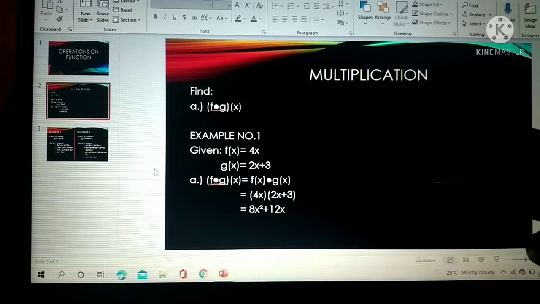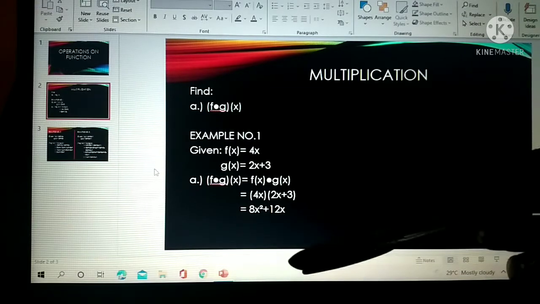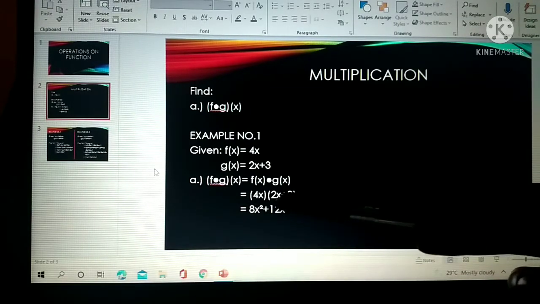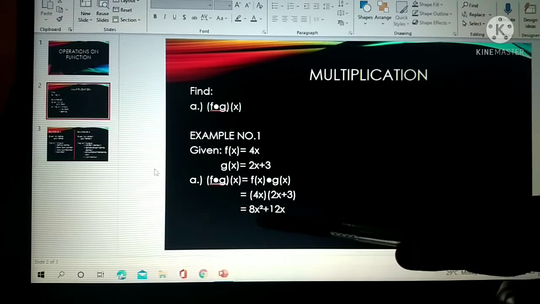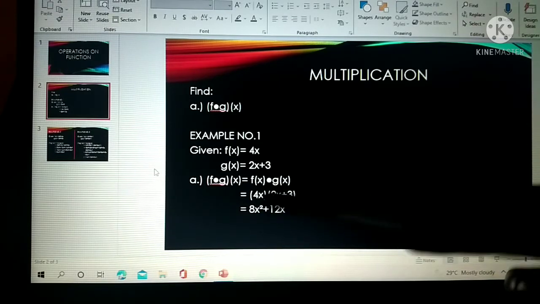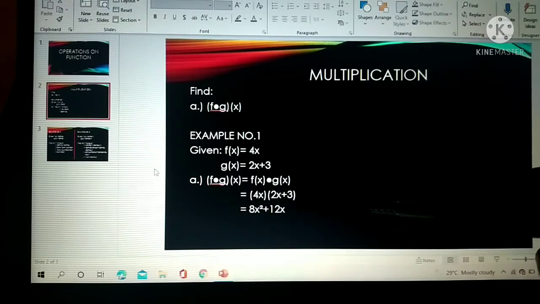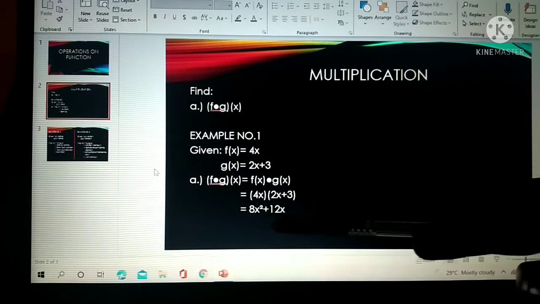Let us solve for A, the quantity of f times g times x, which is equal to f of x times g of x. So let us substitute x, where our f of x is 4x, multiplied by 2x plus 3, which is our g of x. Now let us multiply: 4x times 2x is equal to 8x squared, and then 4x times positive 3 is 12x. So the final answer is 8x squared plus 12x.